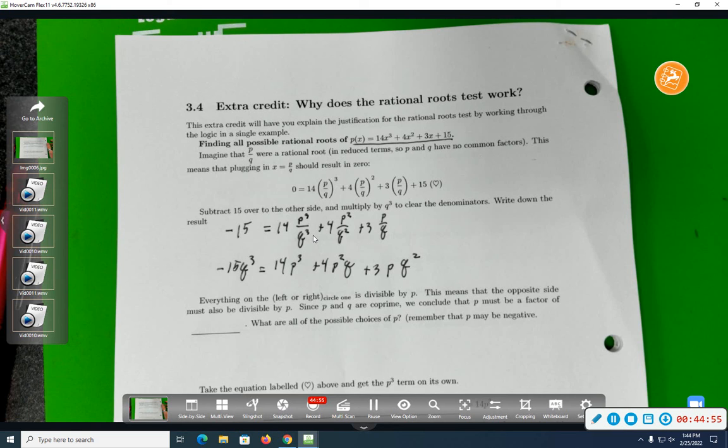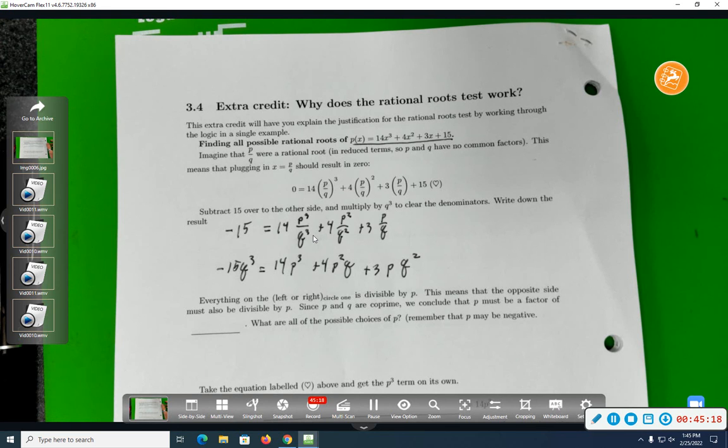Nice. So here's the game then. Look at everything on one of the two sides, and you'll see that it's divisible by p. Which of the two sides is everything divisible by p? The right-hand side. So that means everything on the left-hand side has to be divisible by p.